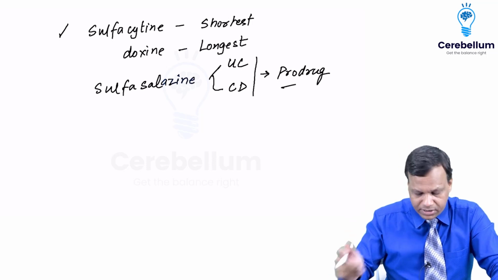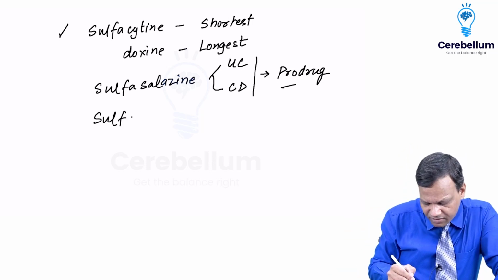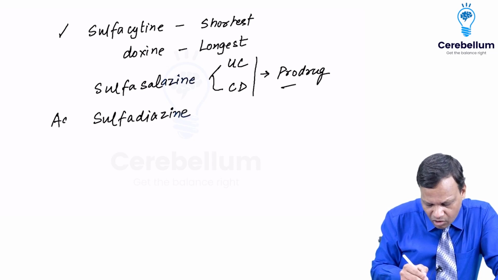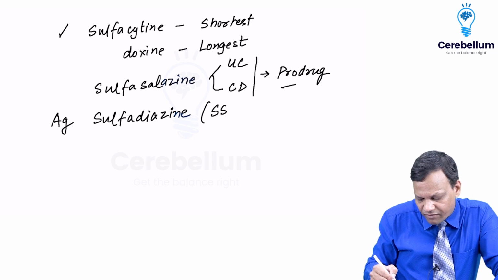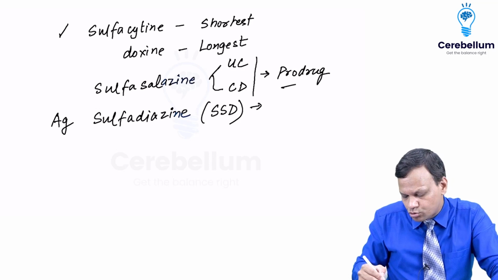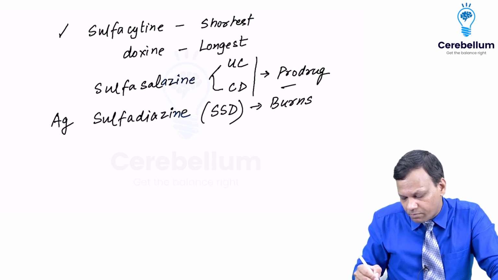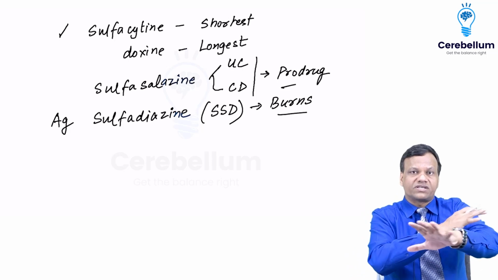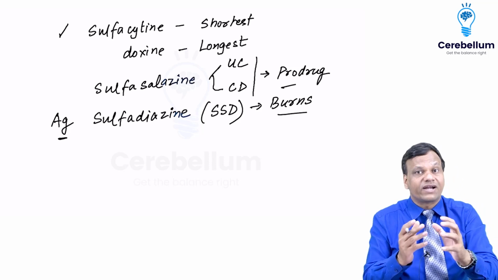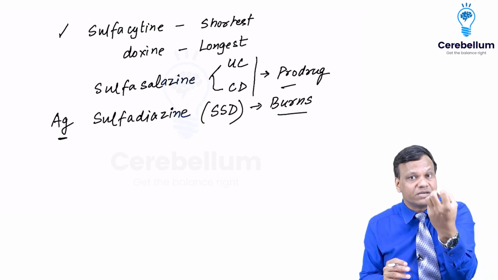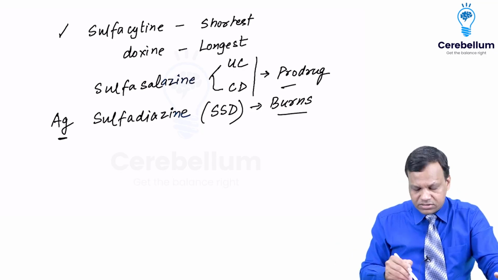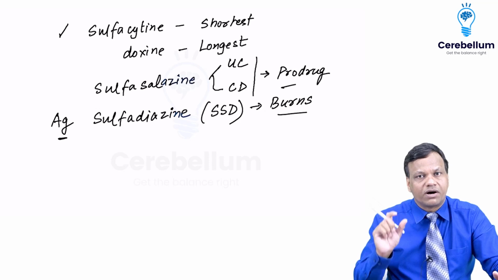Sulfasalazine is a prodrug. Then the next sulfonamide, which is sulfadiazine. Sulfadiazine, particularly its silver salt, which is called silver sulfadiazine, commonly written as SSD. It is used for burn dressings. When the person develops burns, the skin already becomes dry. This silver salt of sulfadiazine attracts the moisture. It keeps the moisture, so skin remains a little moist, and along with that the antibiotic property of sulfadiazine is there, so it is used for burn dressing.